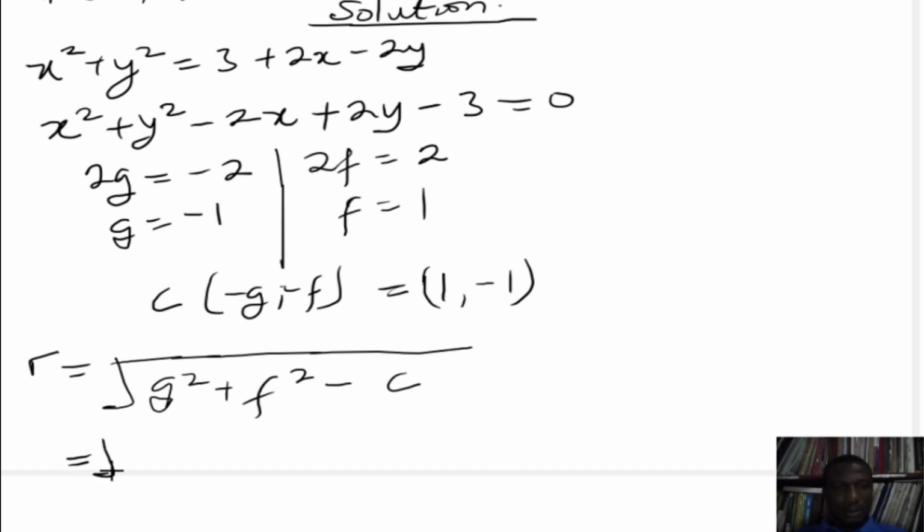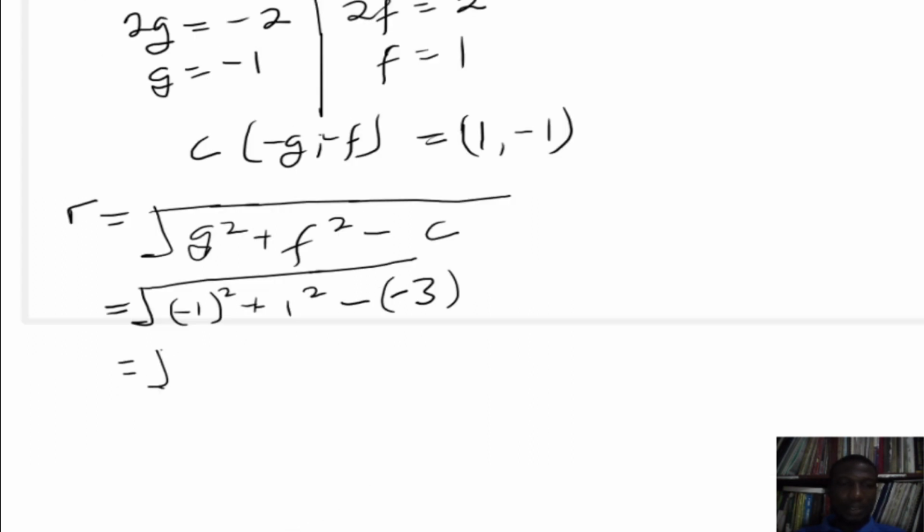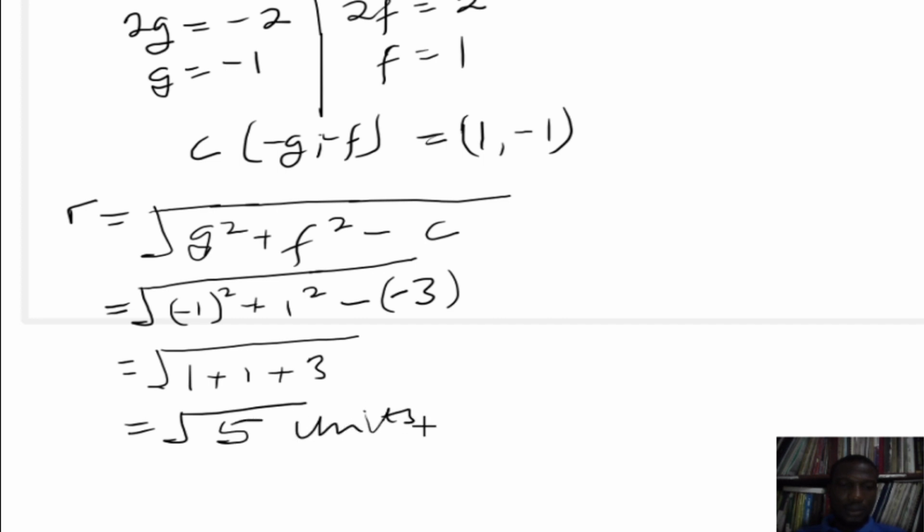So the radius of our circle is the square root of negative 1 squared plus 1 squared minus our c, which is negative 3. And this should give us 1 plus 1 plus 3, which will be equal to root 5 units.